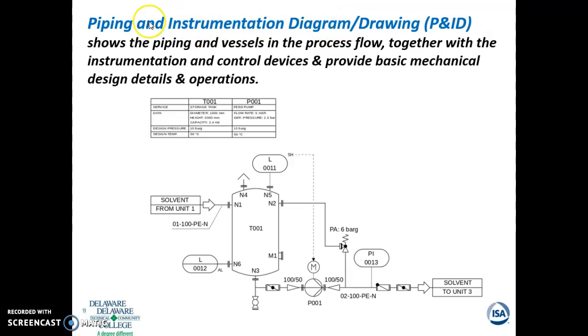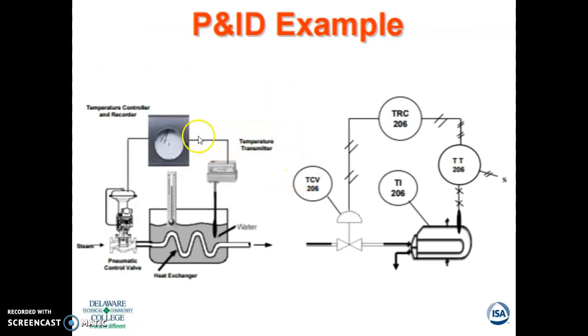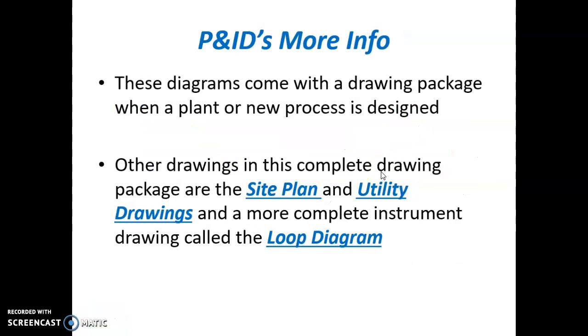The next more difficult one is the P&ID diagram. This shows all the piping and vessels in the process flow, gives you the instrumentation, and all the control strategy is laid out here for you. It gives you all the different types of piping as well, whether instrument air and signals coming here, electrical or not, and gives you basic mechanical design and details. Here's an example of what this would look like in the field of a reactor. This is a control valve, piping, inside the reactor, cooling, a temperature recorder, and then over here a transmitter. This is what it looks like on the diagram.